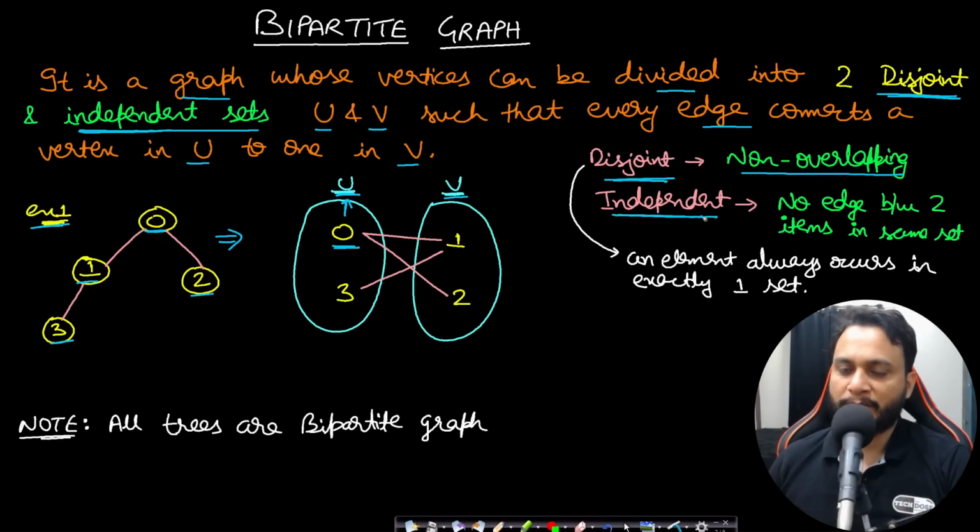Now, what is the meaning of independent set? It means that there should be no edge between two items in the same set. So if you consider this 0, 3, you cannot have an edge between them since they lie in the same set. So if your graph can be exactly divided into two separate groups in such a way that these two groups are disjoint and independent, then we can say that such kind of graph are bipartite graph. And all the trees, by the way, follow the conditions of bipartite graph. So all the trees will be bipartite graph.